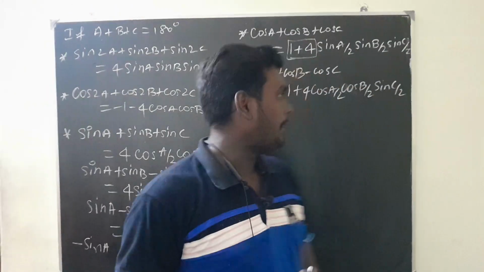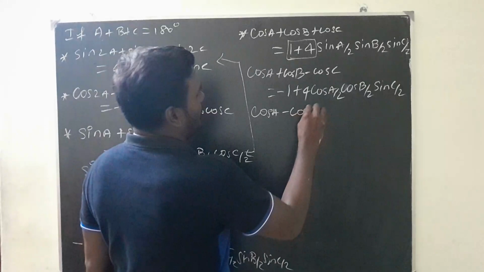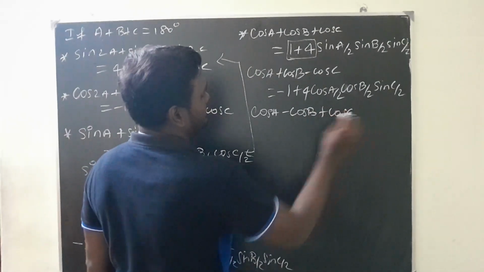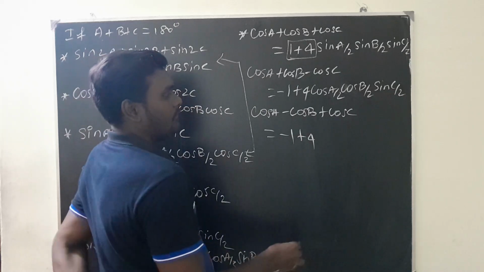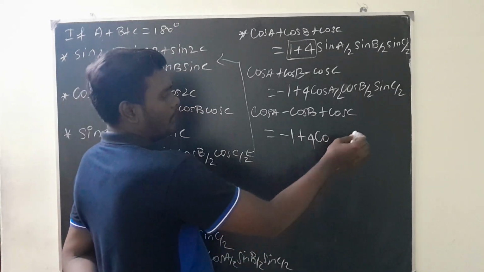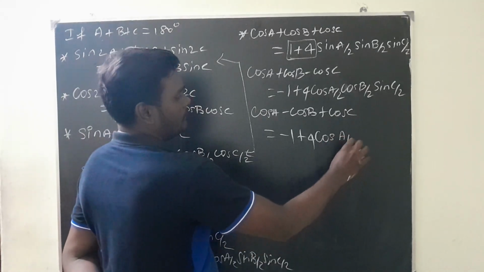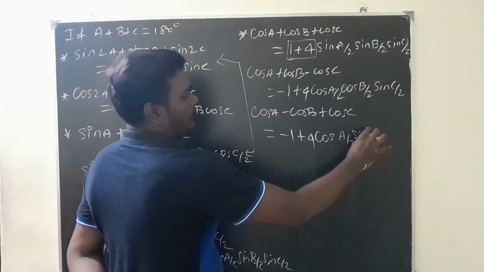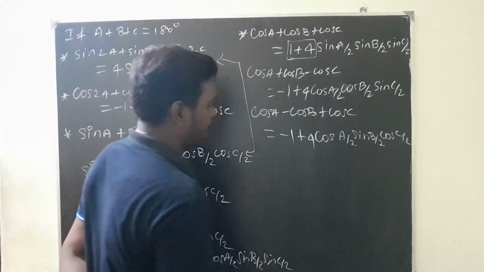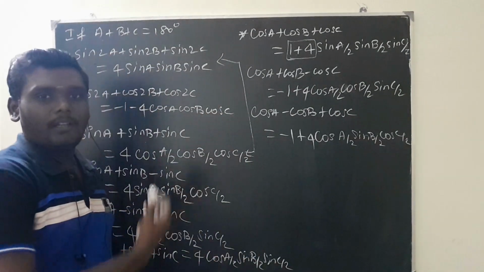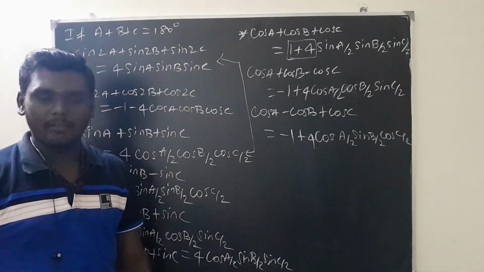Now, can you say the formula for cos A minus cos B plus cos C? The same applies here: minus 1 plus 4 cos A by 2. This remains the same. Sin B by 2, and here cos C by 2. The same applies when A gets negative also. That remains the same. Any doubts or clarifications?